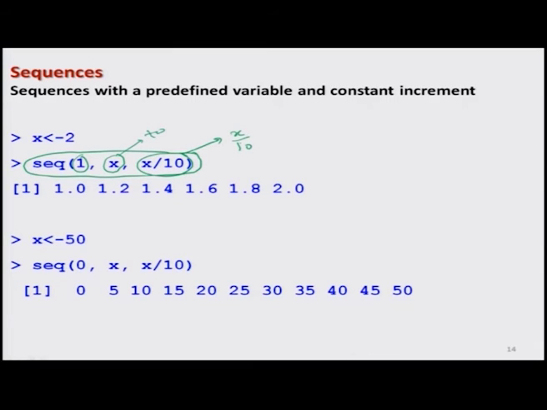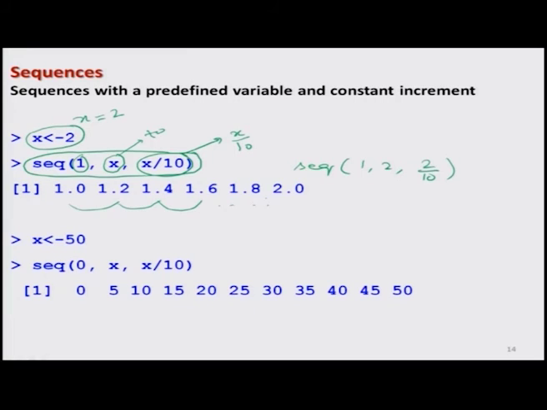That is a very general format, and now if I specify the value of x, suppose for example I specify x as 2, that means I am generating a sequence of 1 to 2 with an increment of 2 upon 10, that is 0.2. And as soon as you run this program, you get a sequence of 1, 1.2, 1.4, 1.6 and so on.